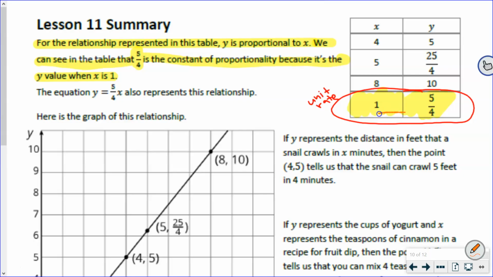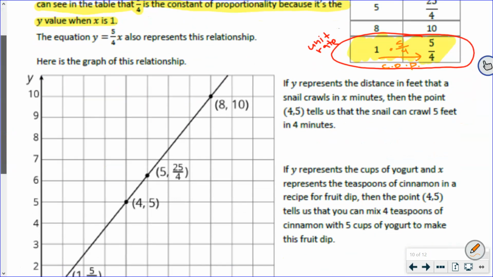We can see it's a constant of proportionality because how does a 1 change to a 5/4? Obviously by multiplying by 5/4. So, unit rate and constant of proportionality. And once I know the constant of proportionality, I also can write the equation, which it shows here. The equation is y equals 5/4 x, and it represents this relationship. But we can also see the relationship here in the graph.